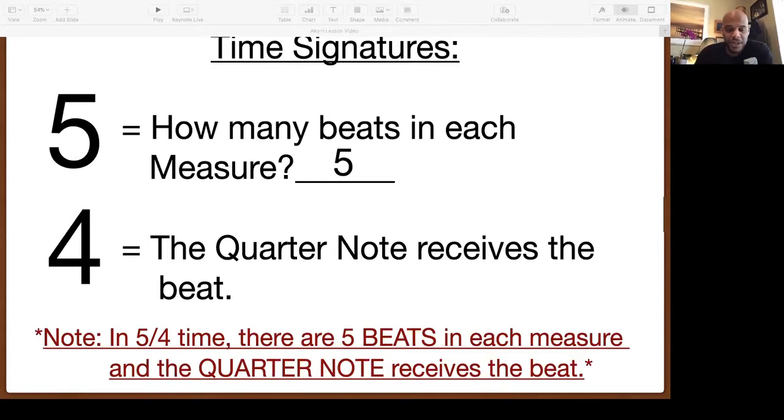In 5/4 time, there are 5 beats in each measure because the 5 is at the top and the quarter note receives the beat. Let's try another one.